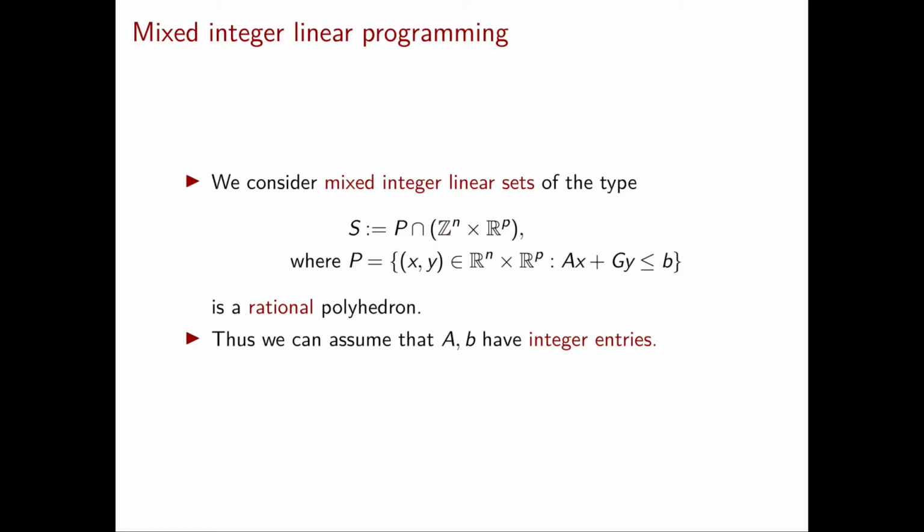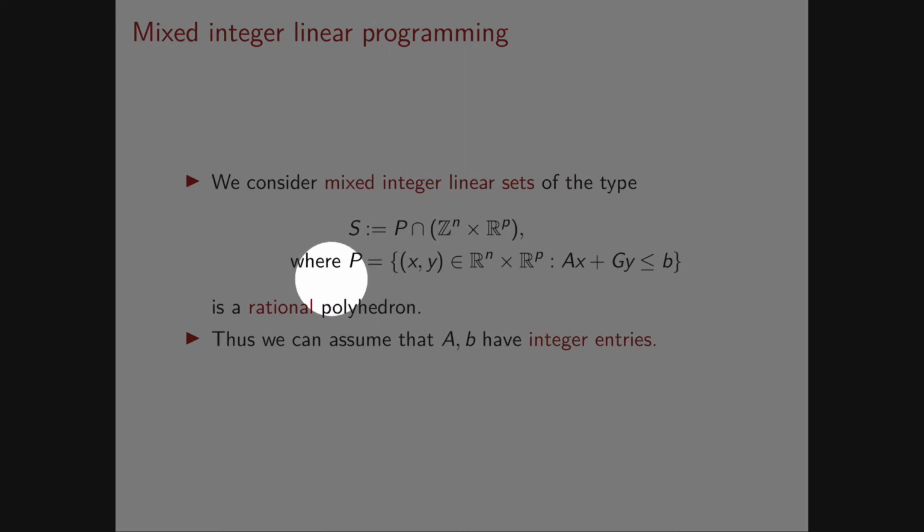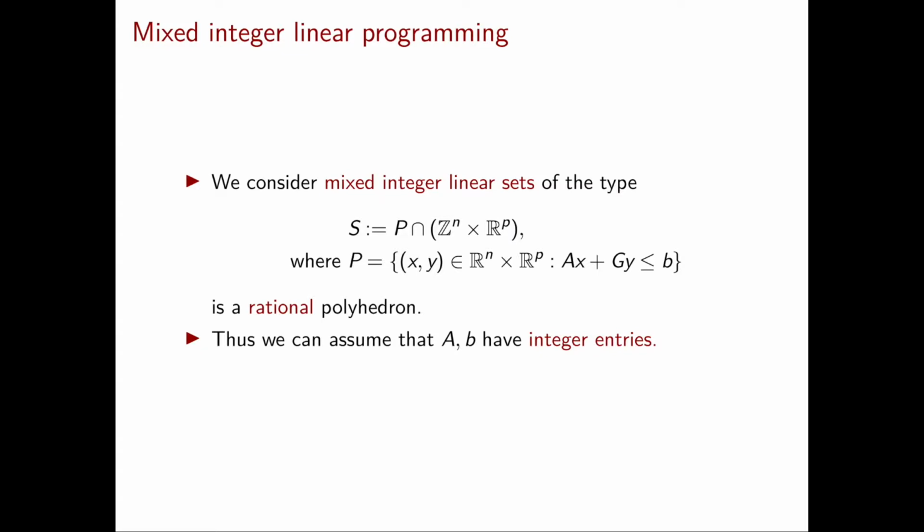As we did in the pure integer case, let's recap a little bit the notation that we're going to use in this section. So we will deal with a polyhedron P, which is rational. So it's the set of x and y described by a system Ax plus Gy less than or equal to b. Moreover, the corresponding mixed integer linear set is the set P intersected with all the x's that are integral and y that are continuous. Generally, we will always assume that A and G have integer entries, and we've seen already that we can assume this without loss of generality.